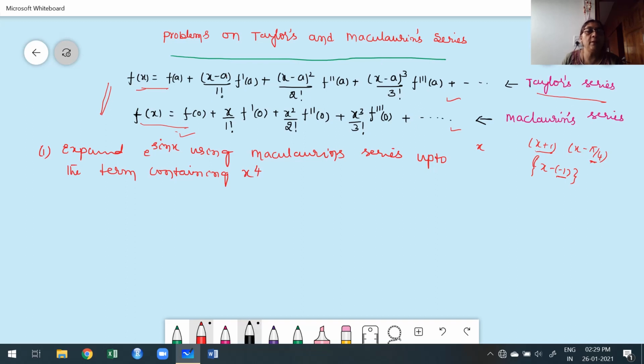Observe carefully, in this case they want to expand in powers of x, not other than powers of x. Therefore, I have to choose the Maclaurin series. First, you write down the Maclaurin series for the function f of x. That's the first step. Writing the series also gets you marks. We know that, because we discussed the Maclaurin series in the previous class and also in this class.